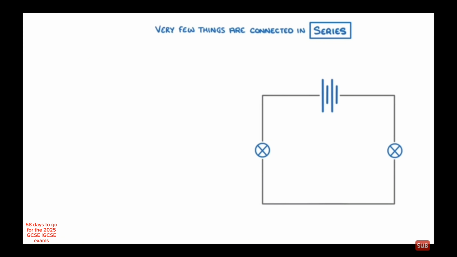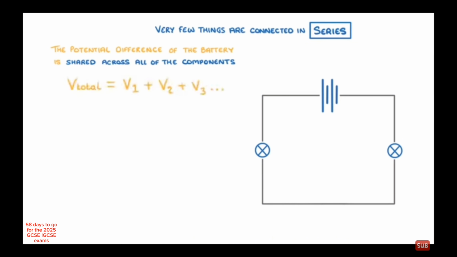Another thing to know is that the potential difference of the cell or battery is shared across all of the components. You might sometimes see this shown as an equation like this, which just shows that the total voltage is equal to the voltages across all of the individual components. So the first component plus the second component, and so on.